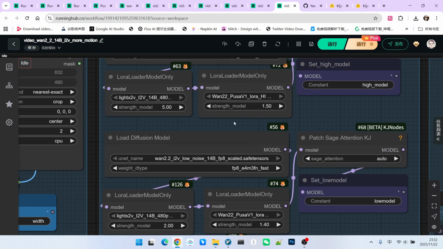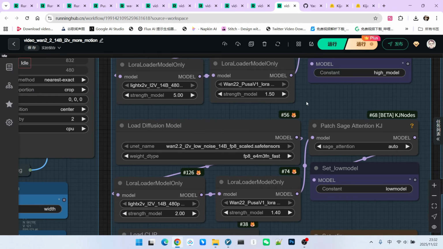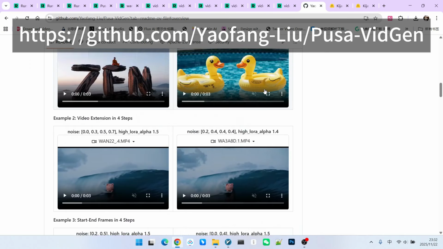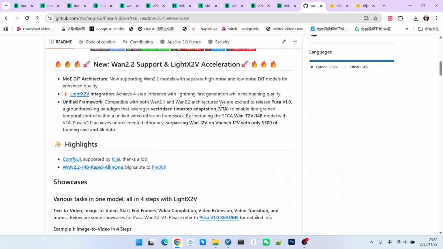Working alongside it, we used another Lora. For this Lora, we utilized a technique called Pusa. We have discussed this technique more than once before. What you are seeing now is Pusa, the GitHub page for this technique. We mentioned before that its most innovative technology is called VTA. How should you understand it? It primarily optimizes the scheduling of time. We have also given an analogy before.